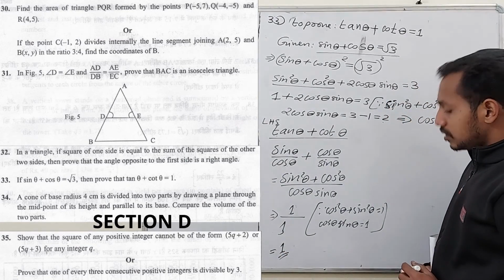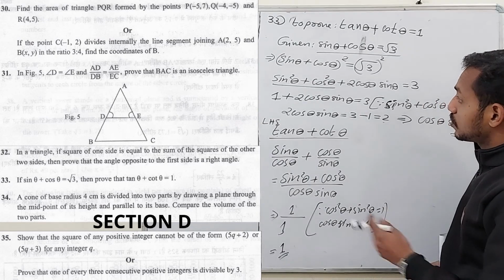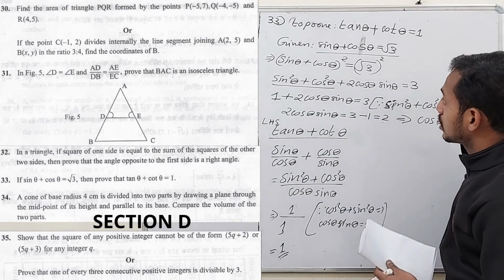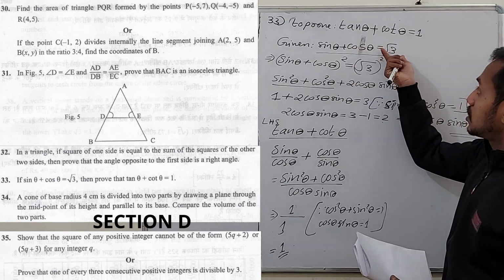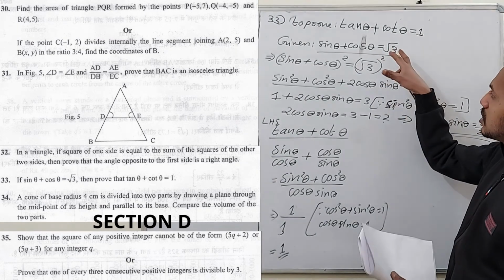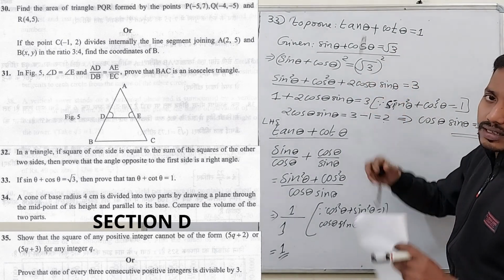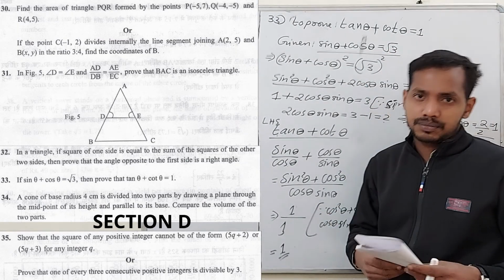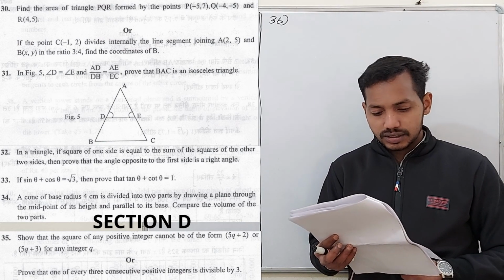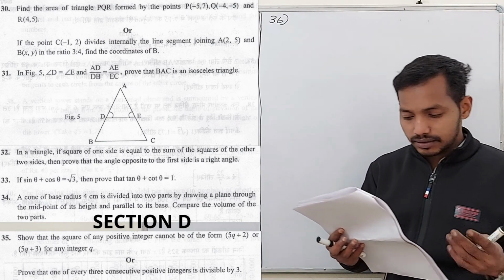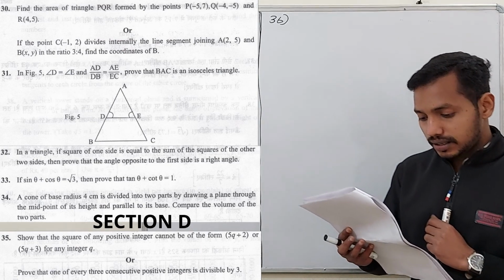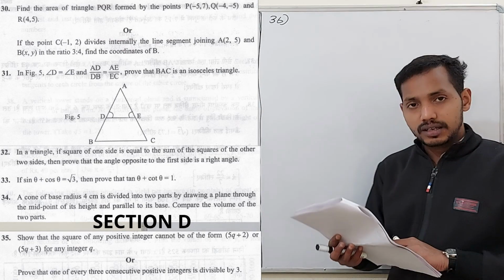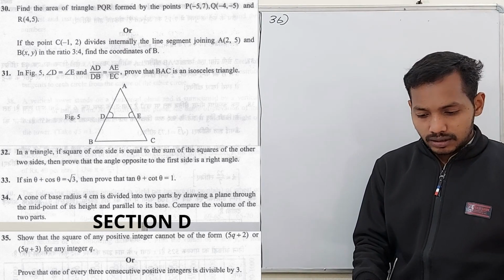Clear? So this is a very important question. This type of question is often asked. If one relation is given, sometimes it is root 2 or like that, they just square it so that the irrational term will be eliminated. Now come to question number 34, that is deleted from your syllabus, that is related to the frustum of a cone. So I'm not going to solve that.